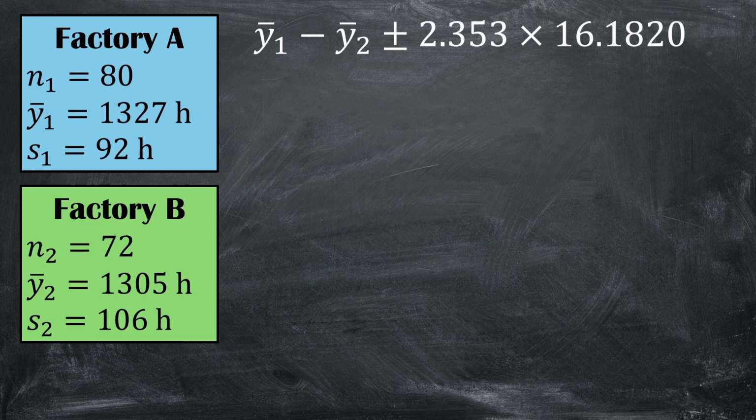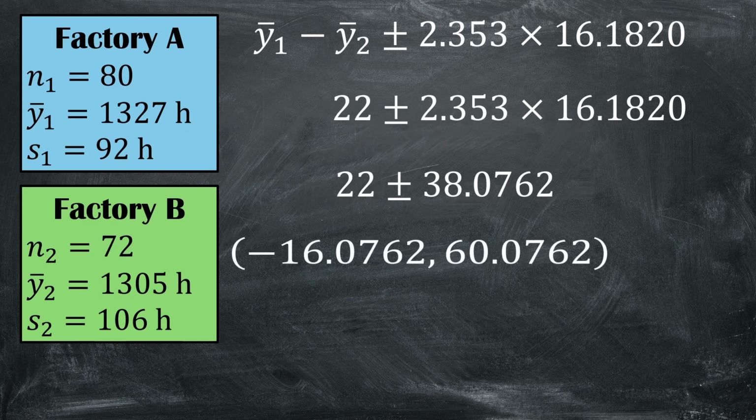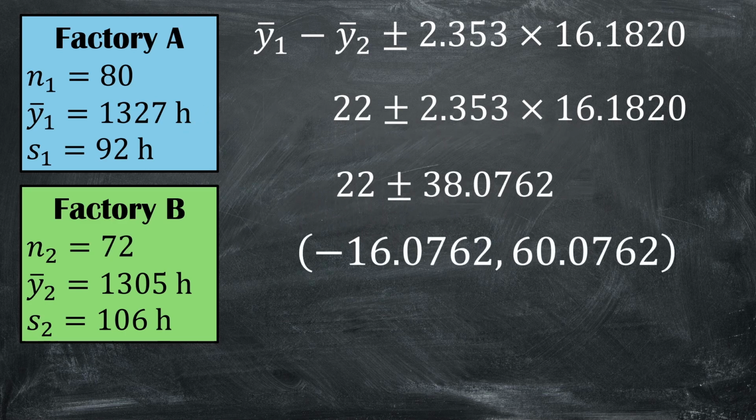So let's see if we got the same answer. So the difference between the sample means is, let's see, 1,327 minus 1,305. So that's just 22. We can calculate the margin of error, 38.0762. And now 22 plus or minus that margin of error gives us a lower bound and an upper bound. And here we have our confidence interval.